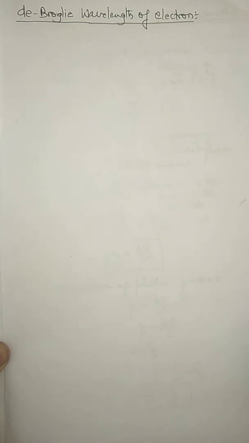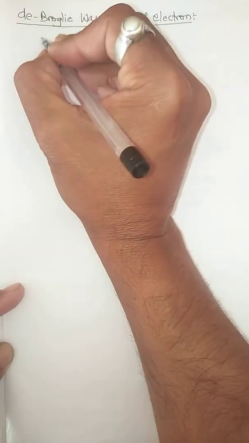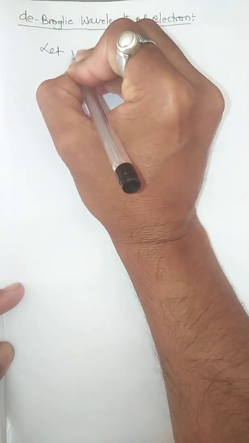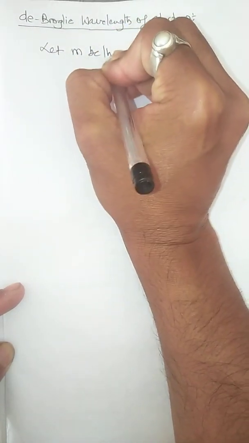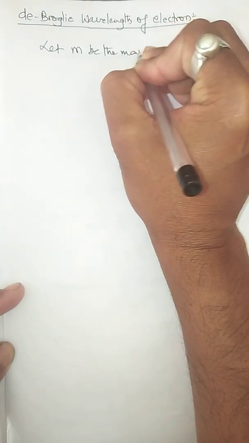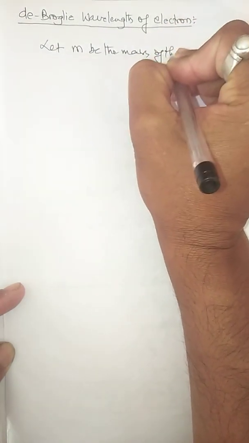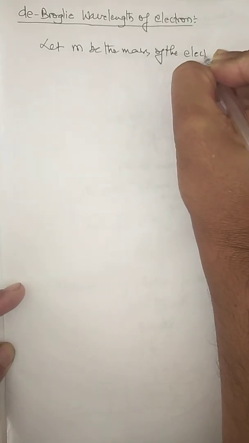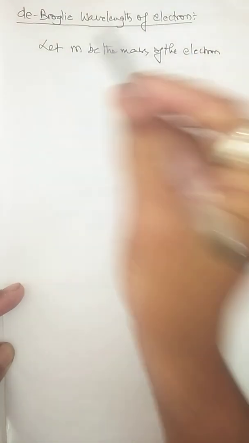But when this electron moves having certain mass, with a certain speed, then it can also acquire some wave nature, just like light can travel from a source and acquire wave nature. Now in order to measure the wavelength, let me first consider the electron which has mass. Let m be the mass of the electron. So I'm taking electron as one of the matter particle whose mass is m.